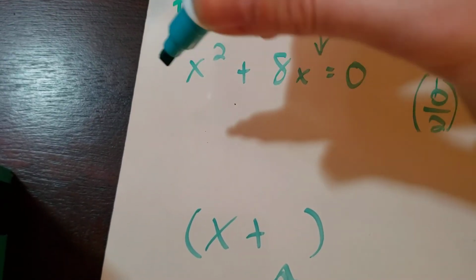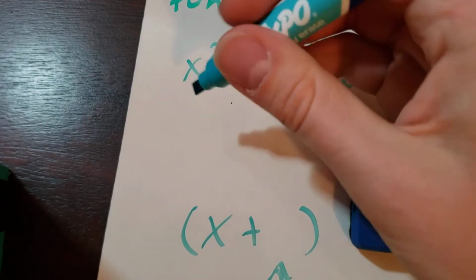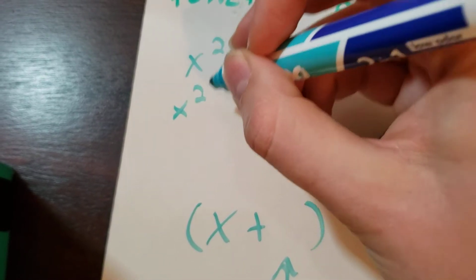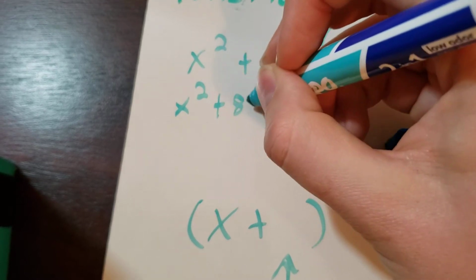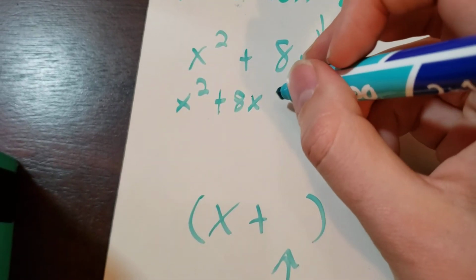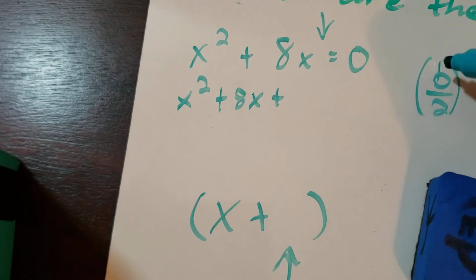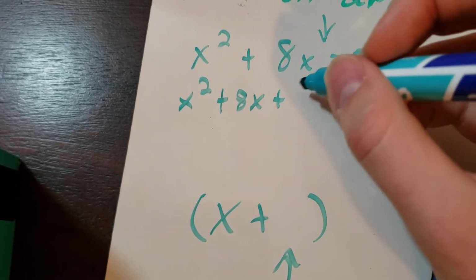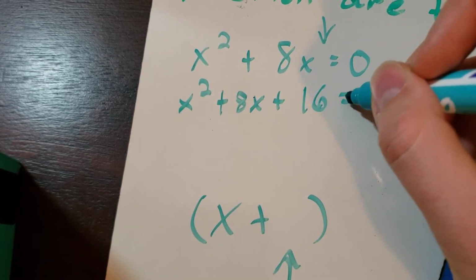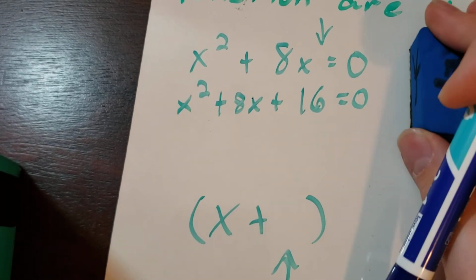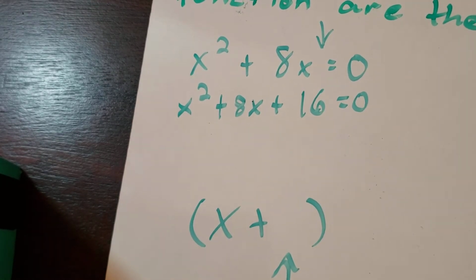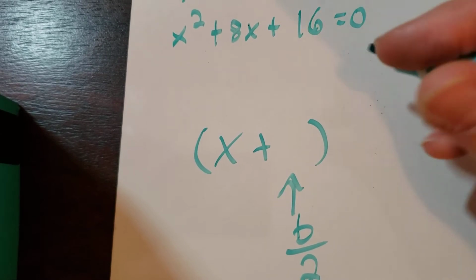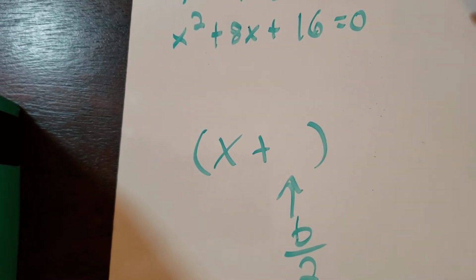So it's going to be x squared, I need this to rest my hand so I don't smudge it all up, x squared plus 8x plus b over 2. 8 divided by 2 is 4. 4 squared is 16, equals 0. Now, just to show the whole factoring process, I am going to do my diamond problem.